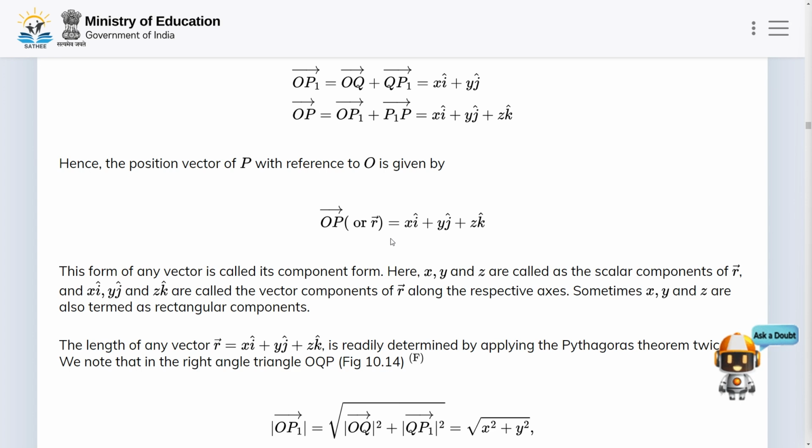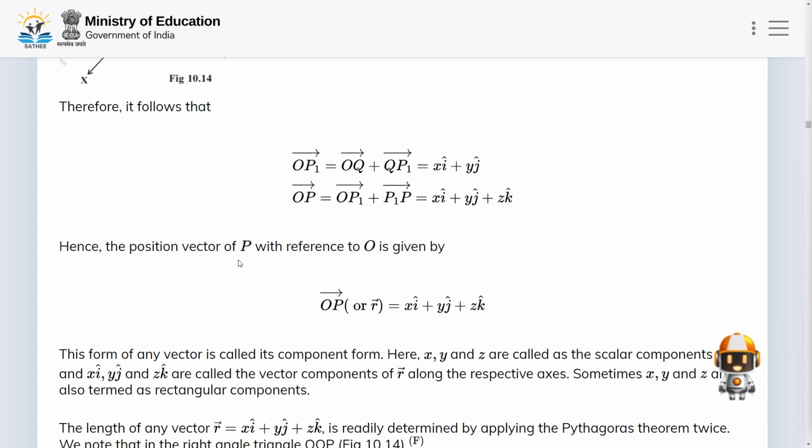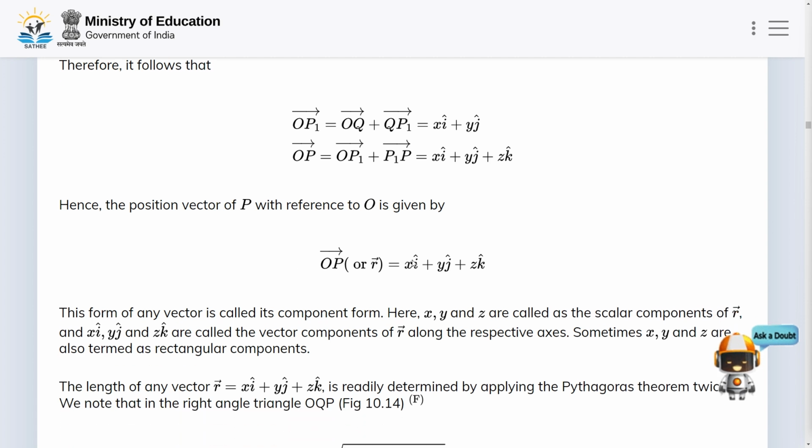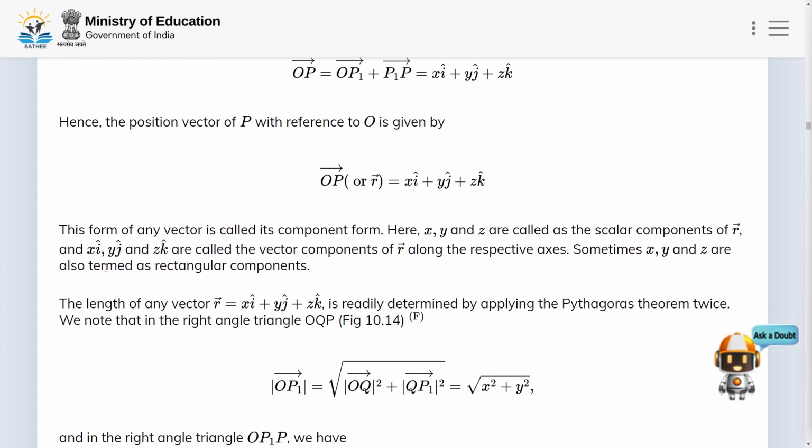Okay, so if you have a position vector of P with reference to O, reference means initial point is origin and final point is P, it is given by this xi hat plus yj hat plus zk hat. Okay, clear? So any point with reference to origin, or position vector, can be represented in this form. This form of any vector is called its component form.